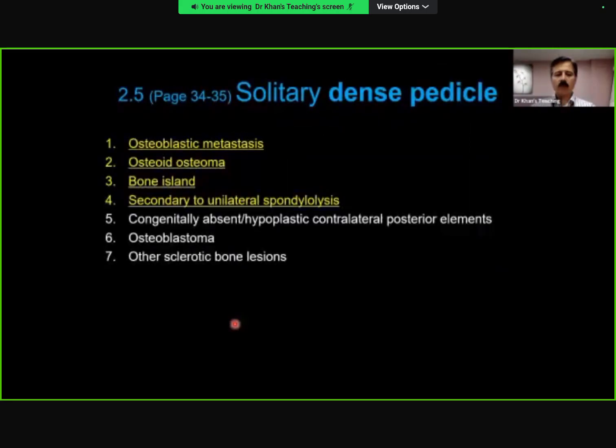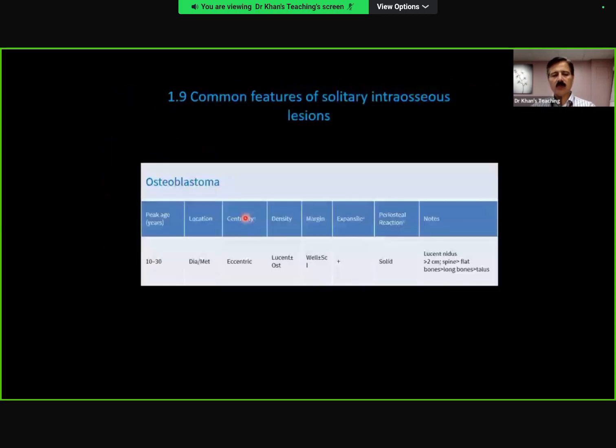So in your book, if you see here, solitary dense pedicle, this is 2.5. Osteoblastic metastasis, they have come in the exam very often. Osteoid osteoma, I've already shown you a bone island. But if you read the text underneath the osteoblastoma in the current edition, they have said the same thing which I've just told you, that osteoblastoma can also be sclerotic, but because of the lucency, the finding is not all that marked as in osteoid osteoma.